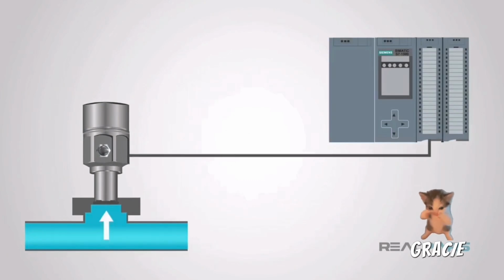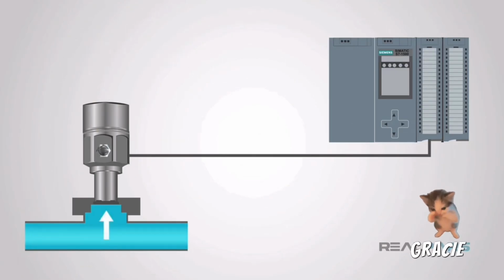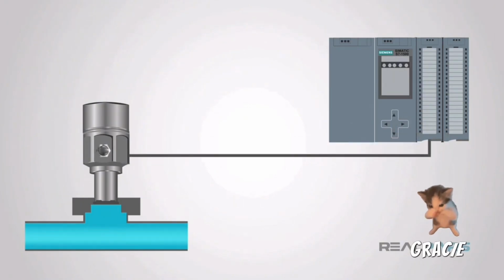It converts the pressure to a small electrical signal that is transmitted and displayed. These are also commonly called pressure transmitters because of this. Two common signals that are used are a 4 to 20 milliamp signal and a 0 to 5 volt signal. This helps operators avoid equipment failure, improve efficiency, and importantly, maintain safety.